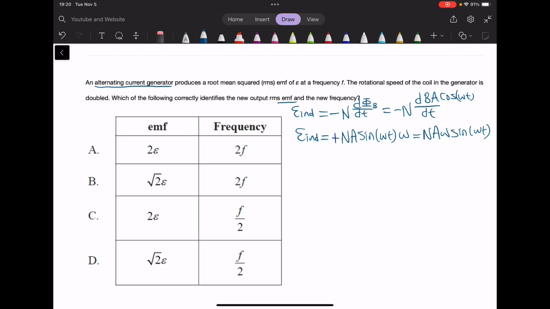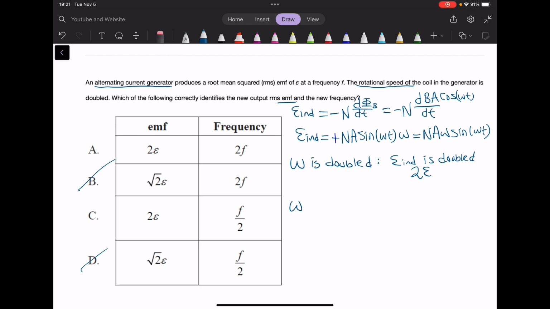So when the rotational speed is doubled, so omega is doubled, induced voltage is doubled. So it's gonna be 2 epsilon. So B is wrong, D is wrong.